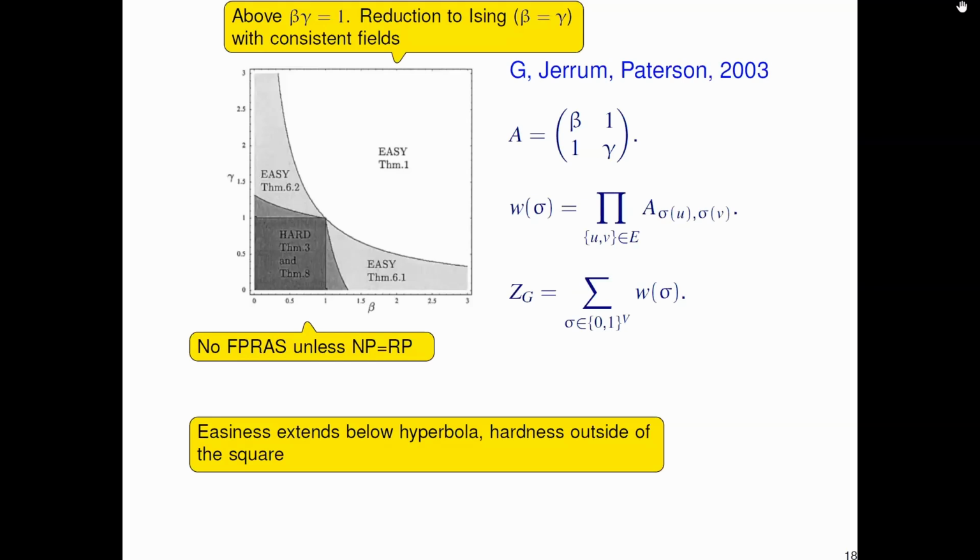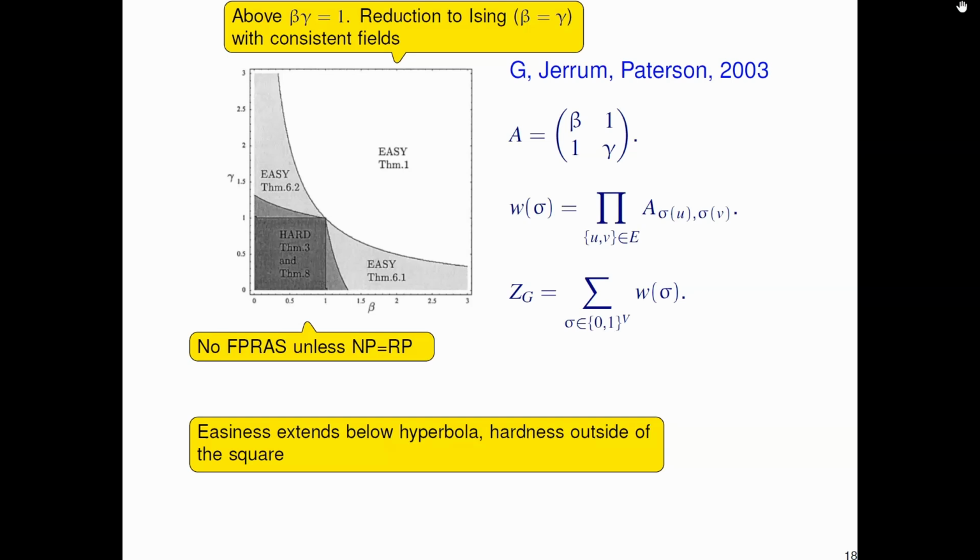The purpose of this little paper was that we were surprised to discover that neither of those was the truth, because there's this curve going down, and there was another easy zone there, the ones in theorems 6.1 and 6.2, which I shall not tell you about. Those are more complicated Markov chain mixing results that get easiness. And then you probably can't even see, but there's this little glitch at the side of this square. That's an area where we proved hardness. So what we noticed here was that neither of the natural things was true. Now, that was a long time ago.